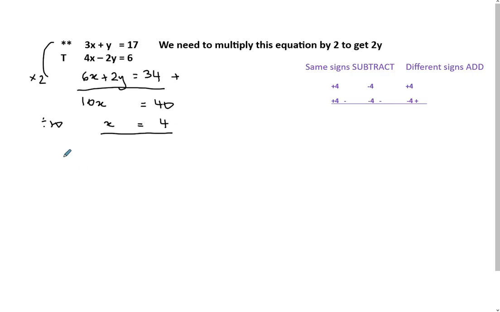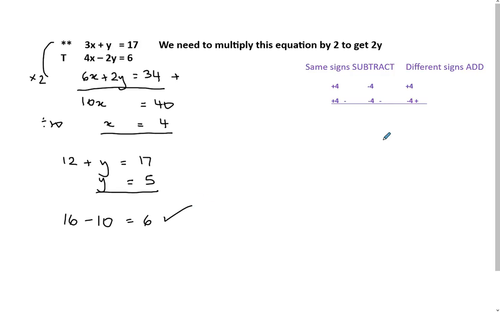Okay, in that first one, we'll go solve our y. So we've got 3 times 4 is 12, plus your y equals 17, and 12 plus 5 equals 17, so y equals 5. We'll go and test it in the second one. So 4 times your x, 4 times 4 is 16, minus 2 times 5 is 10, and we get 6. And because it agrees, we tick and we say, God, I'm good.